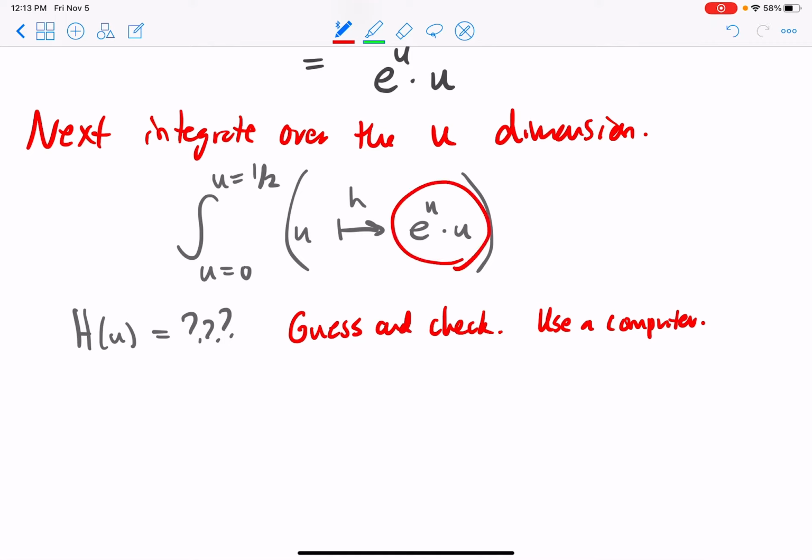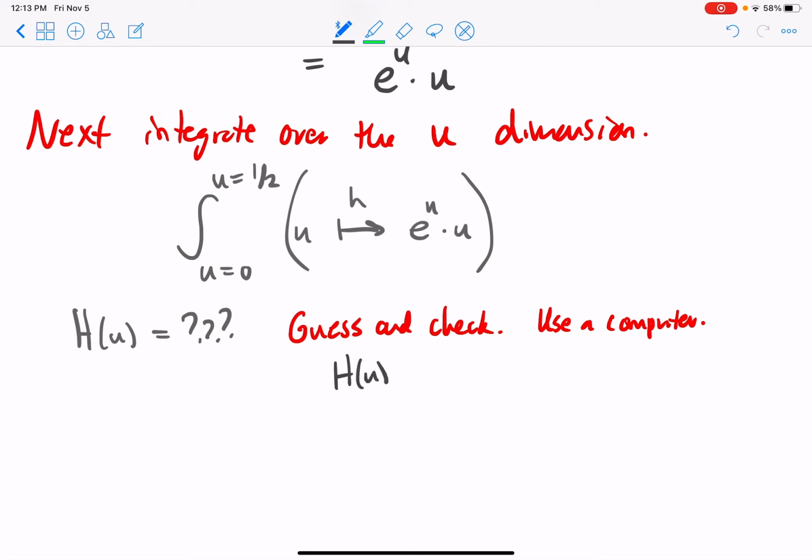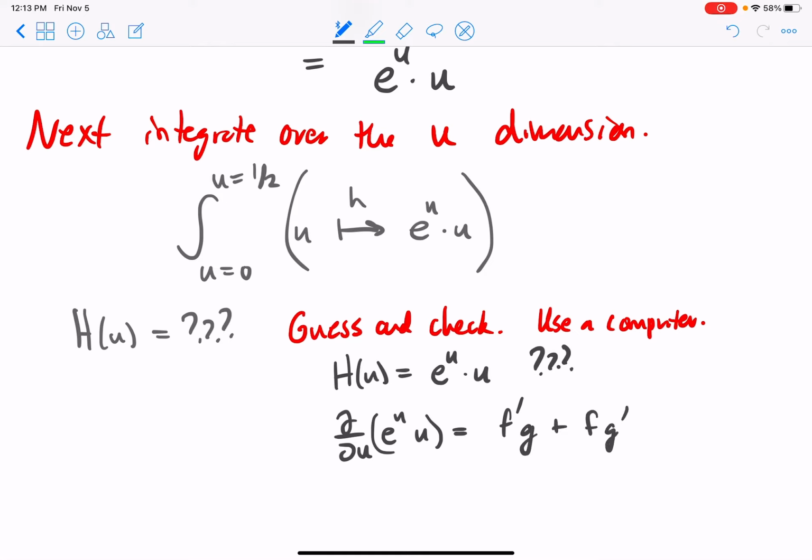We know that the integral of e to the u is e to the u. So why don't we just guess? Let's say h of u is equal to just the same thing? Is that it? Well, okay, so the partial in u of e to the u times u is, by the product rule, f prime g plus f g prime. And this is just in my head, I'm just thinking about this, so why don't I just do a thought bubble.